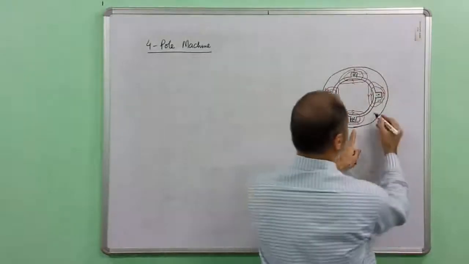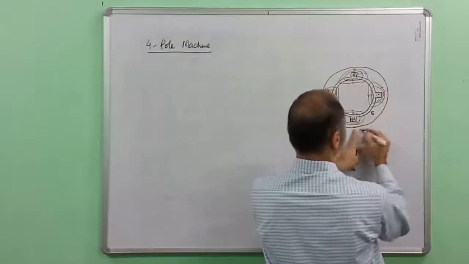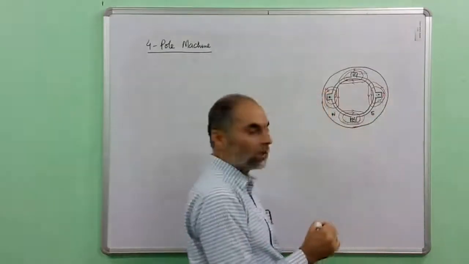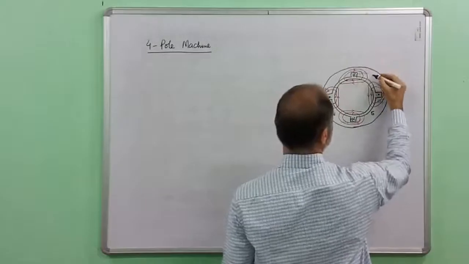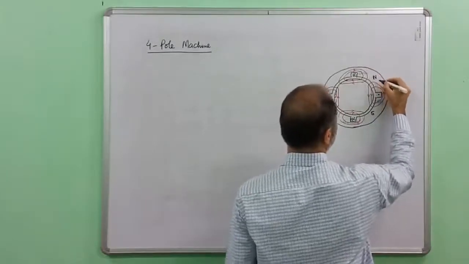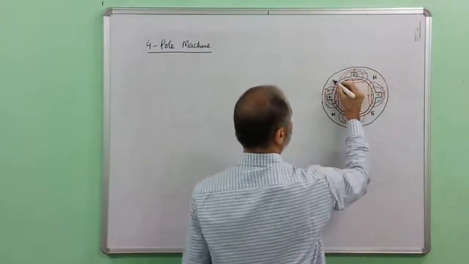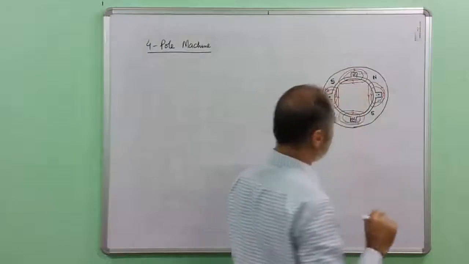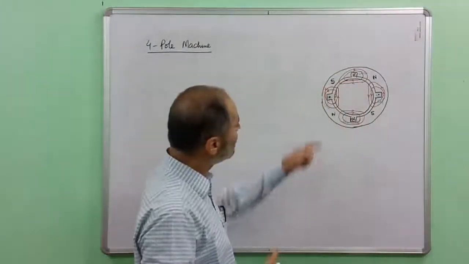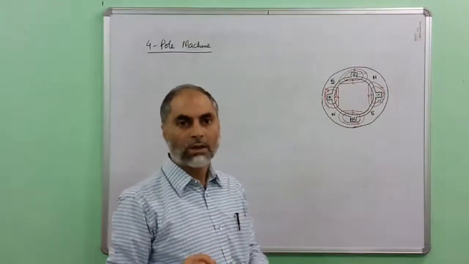Therefore, effectively, a south pole is created on the stator over this distance. And then again, using the same logic, we see that a north pole will be established from this coil side to this coil side, and a south pole will be created in this portion of the air gap. So effectively, 4 poles are created in the air gap.